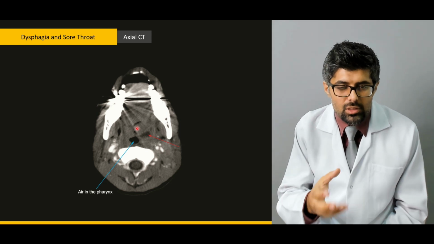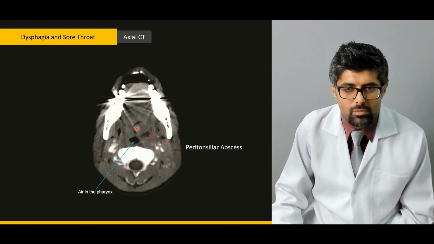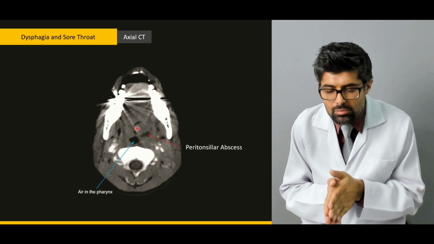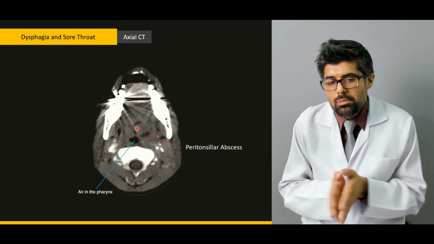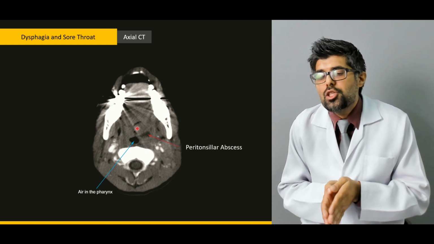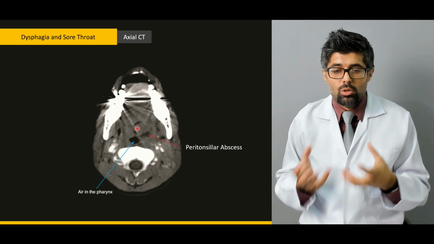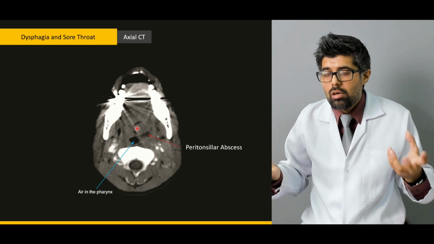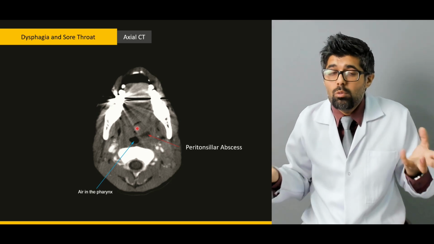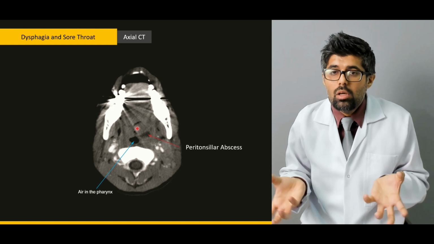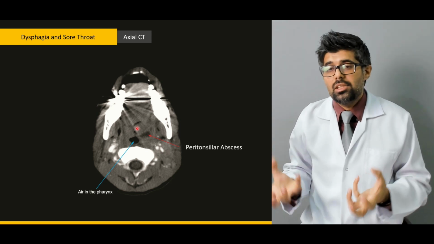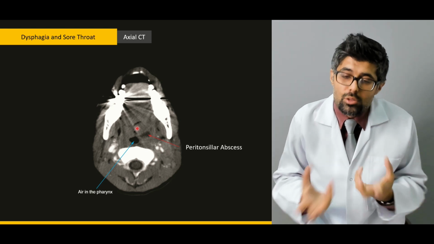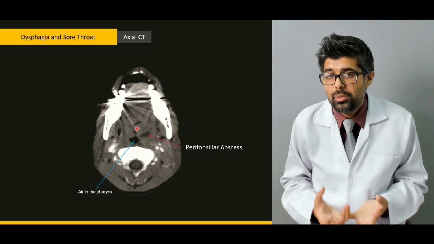Okay, now this is an axial CT scan slice. Sometimes dysphagia can be due to a peritonsillar abscess. Tonsils are found around the lateral wall of the pharynx, and any abscess there will hinder the swallowing motion of the patient. So, that abscess has to be drained.